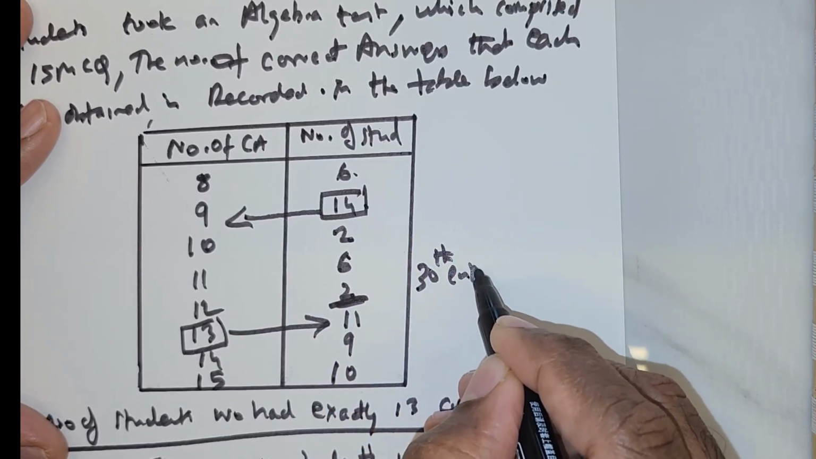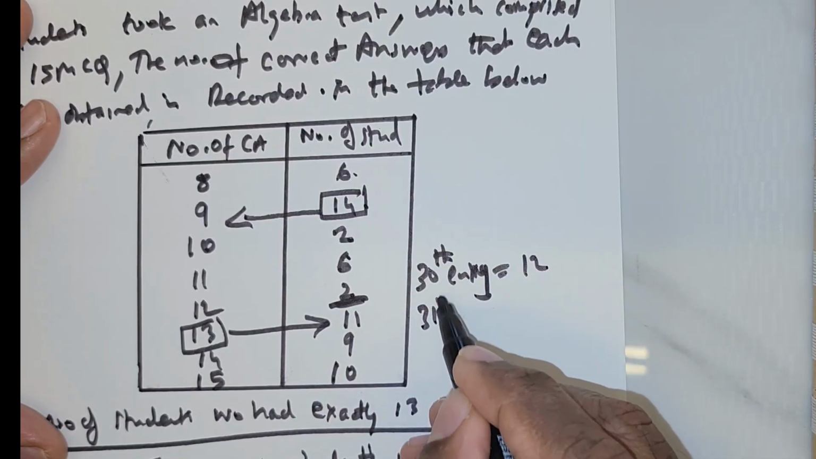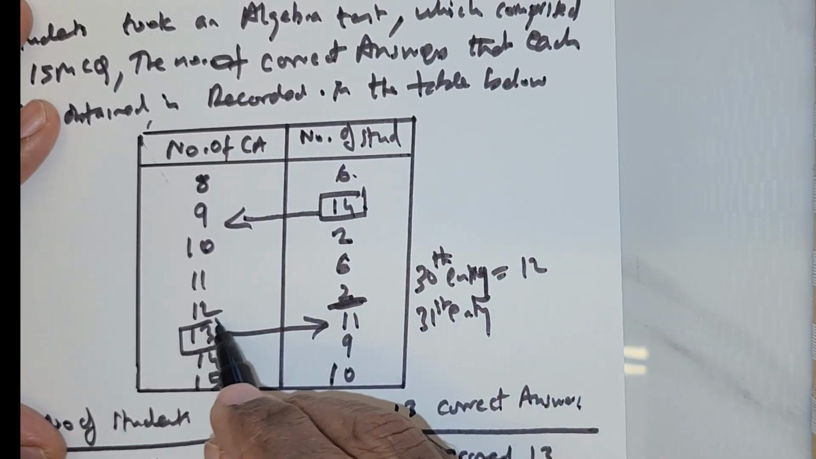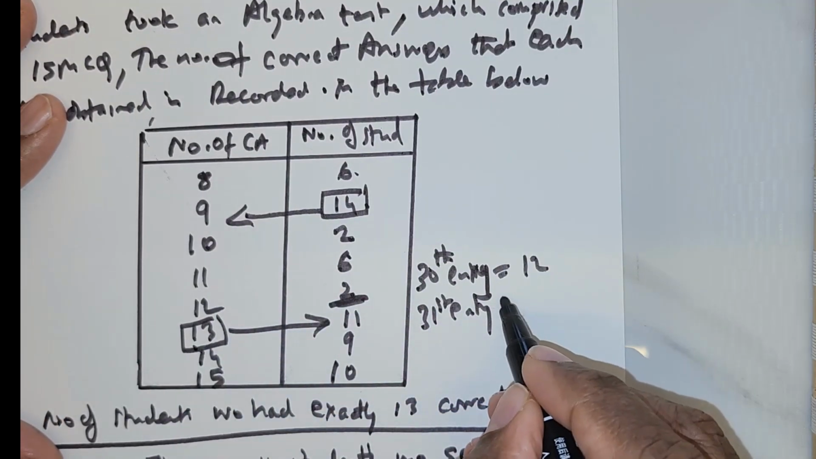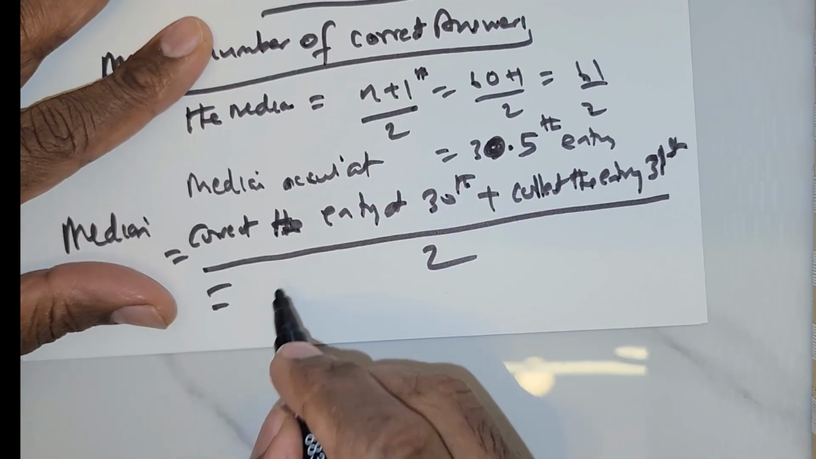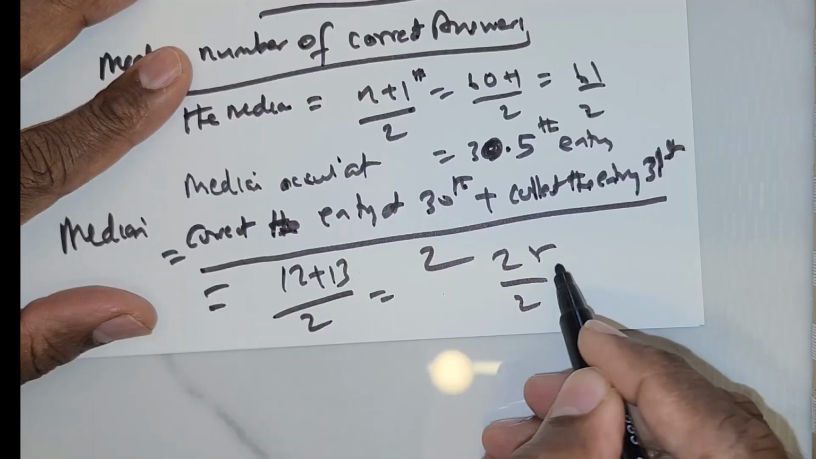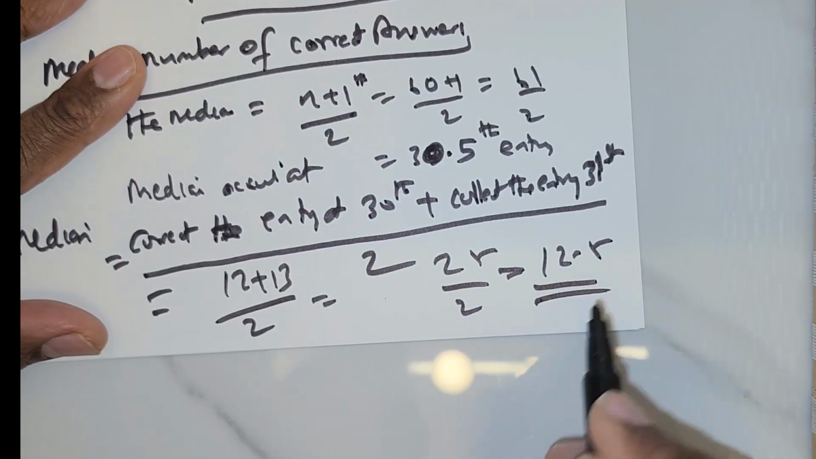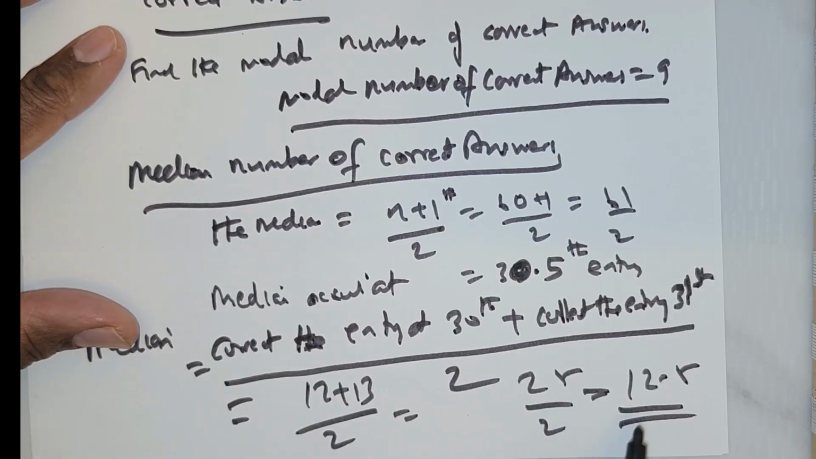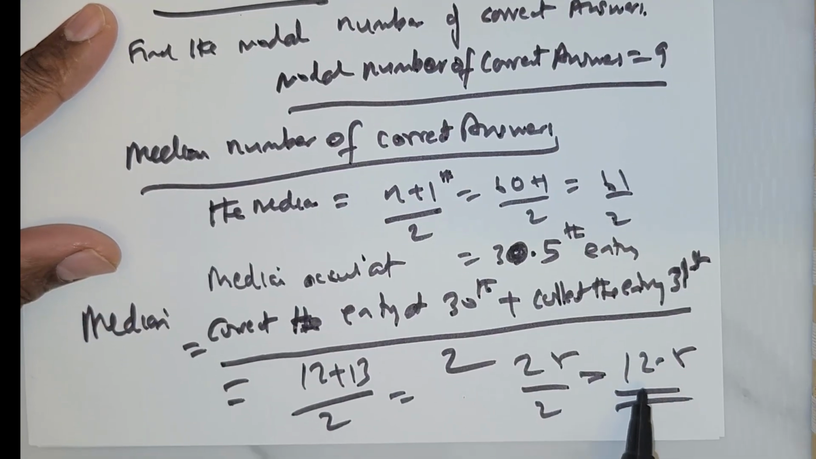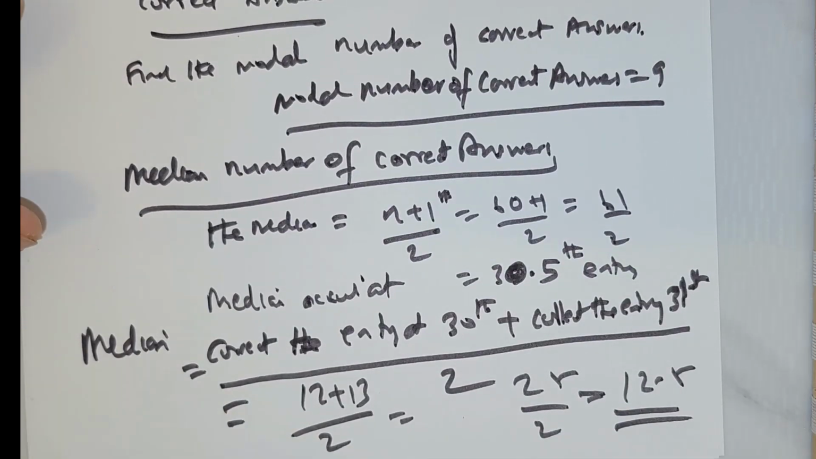So 30th entry is what? Is 12. 31st entry is the next entry. That's 13. So 12 added with 13 divided by 2, that's 25 divided by 2, which is 12.5. So this is the median. So on an average, half the class score is located at 12.5. That is the understanding there.